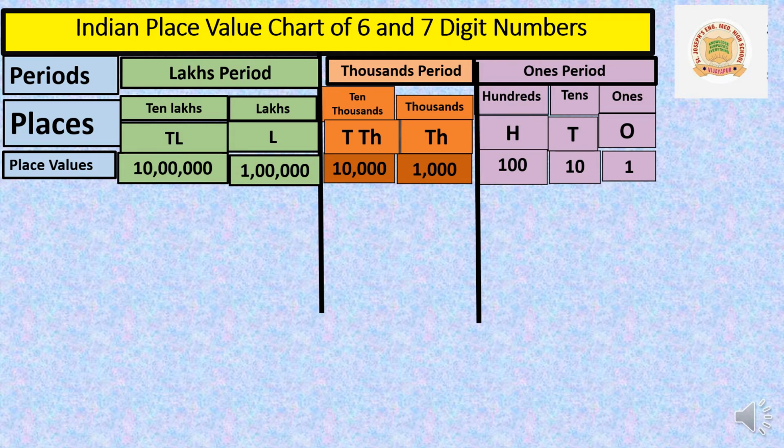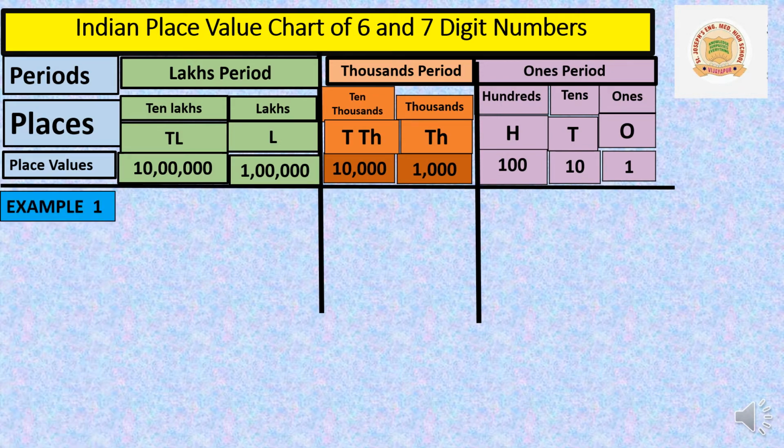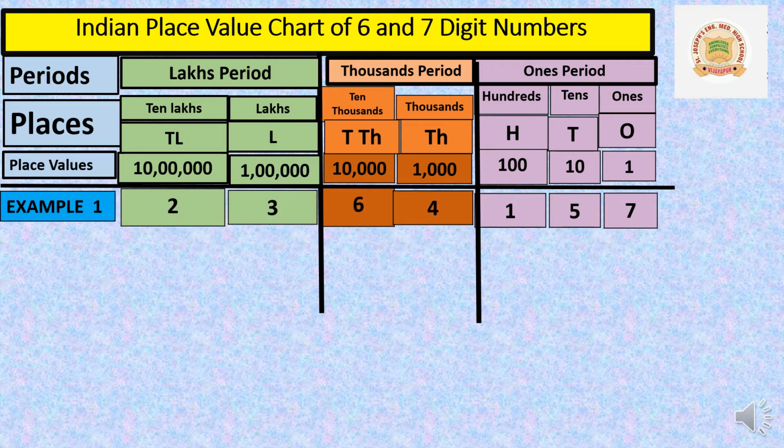To write 1 lakh, how many zeros do we need? We need 5 zeros. To write 10 lakh, how many zeros do we need? 6 zeros. So let us understand this perfectly by doing one example. First of all, I'll place the values in the place value chart. So every place I got the digit.